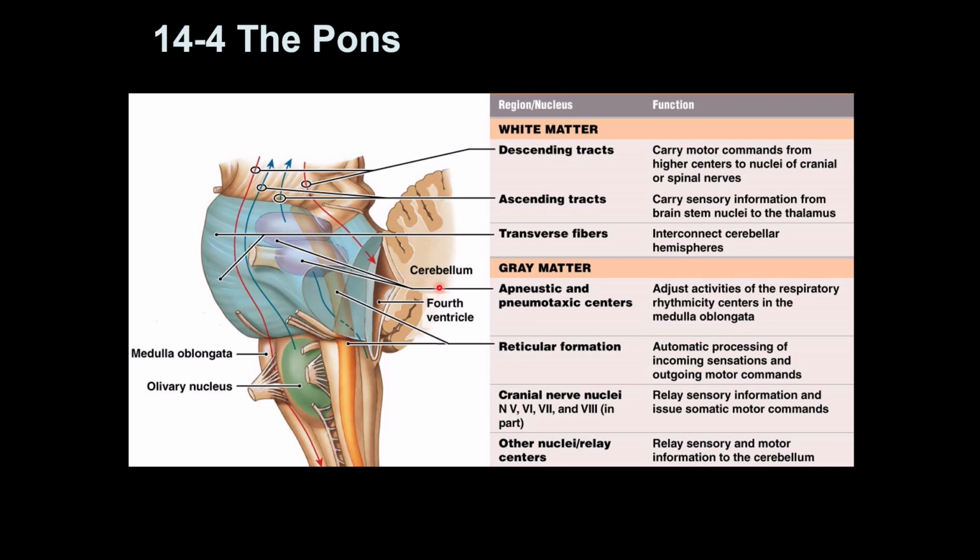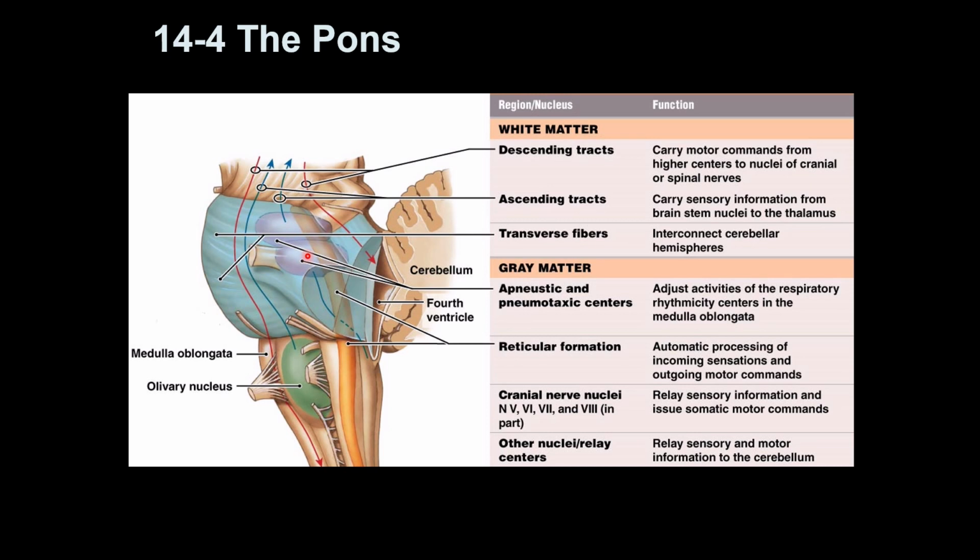Then there is the gray area, which contains the cell bodies, as you know. There are different nuclei there. These are the breathing centers: the apneustic and pneumotaxic centers. The apneustic center is for depth, and the pneumotaxic is for the rate of breathing. This has a higher control of breathing than the one in the medulla oblongata.